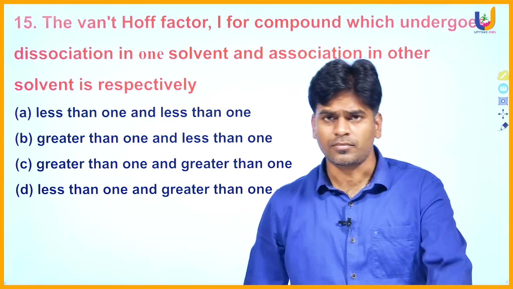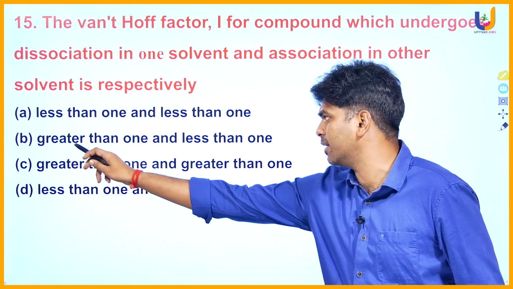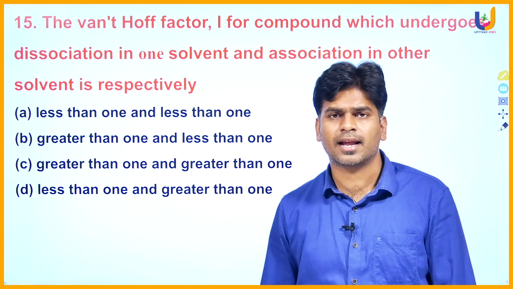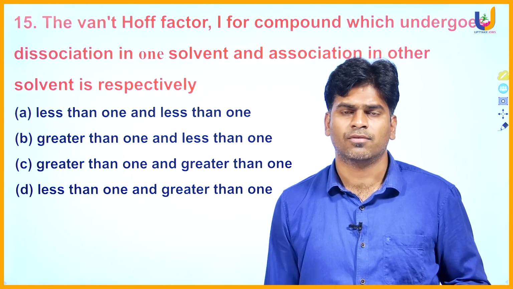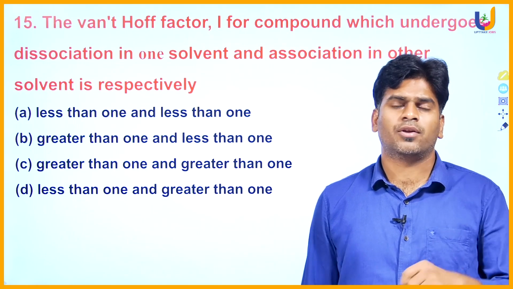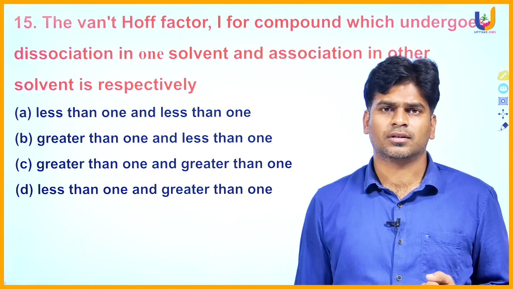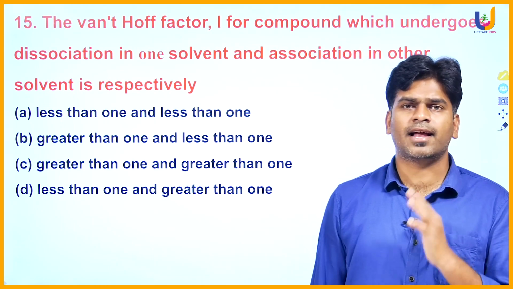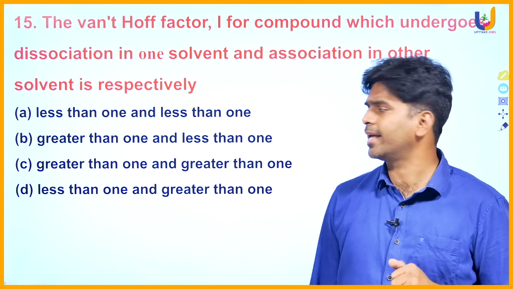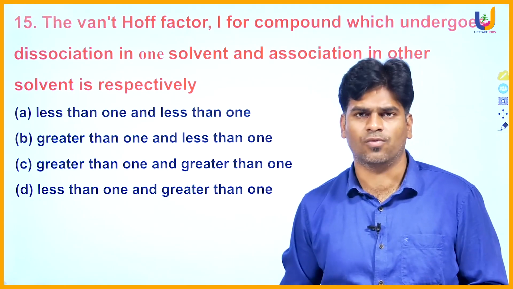Option B. Always, for dissociation the Van't Hoff factor should be greater than 1, and for association less than 1. So option B is correct. It is according to the Van't Hoff factor, which we already discussed in osmotic pressure and even depression in freezing point of solution topic. So i greater than 1 means dissociation takes place, i less than 1 means association takes place.